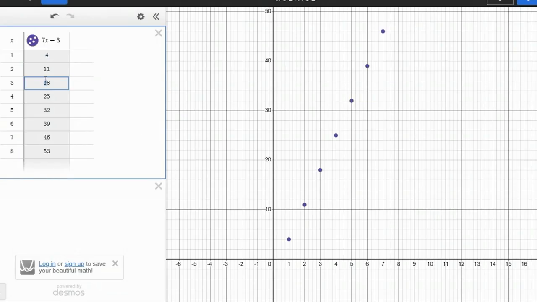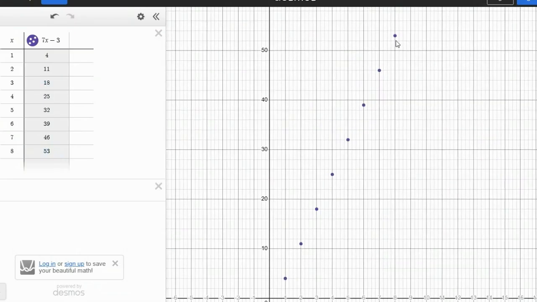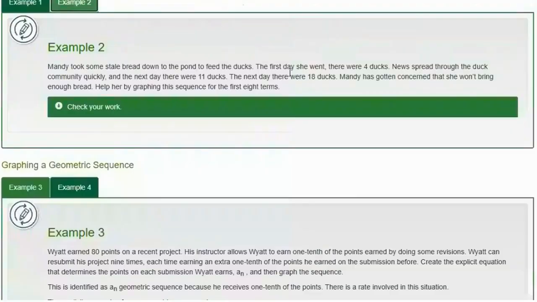So 4, 11, 18. There will be 53 ducks on day 8 if the ducks continue spreading the word as they have up to this point. 53 ducks. So this tells how many every day are showing up there. We go down the scale. But we start with the 4, then the 11, then the 18, and it just continues growing all the way up to the 53rd.